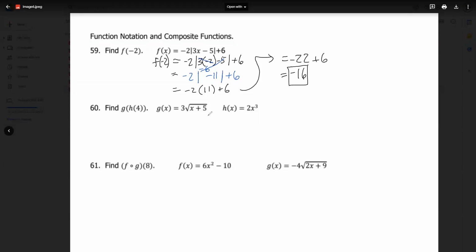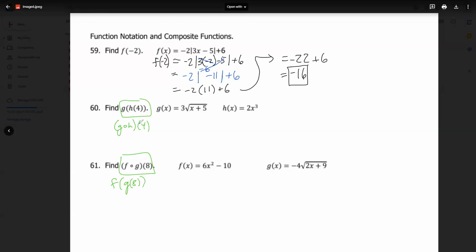Let's keep going. We've now got composite functions to deal with. Let me just give a quick heads up. Both this and this are the same. They're different notations that mean the same thing. In other words, I could rewrite this as g of h of 4, and I could rewrite this as f of g of 8. They are the same thing.